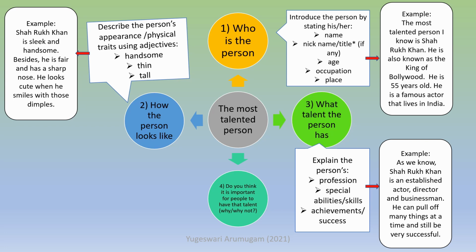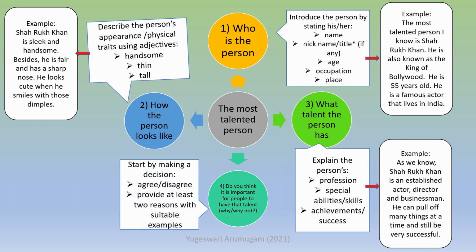Now for the final bullet point. Do you think it is important for people to have that talent? Why or why not? You can answer this by making a decision. Do you agree or disagree? Then you provide at least 2 reasons with suitable example.